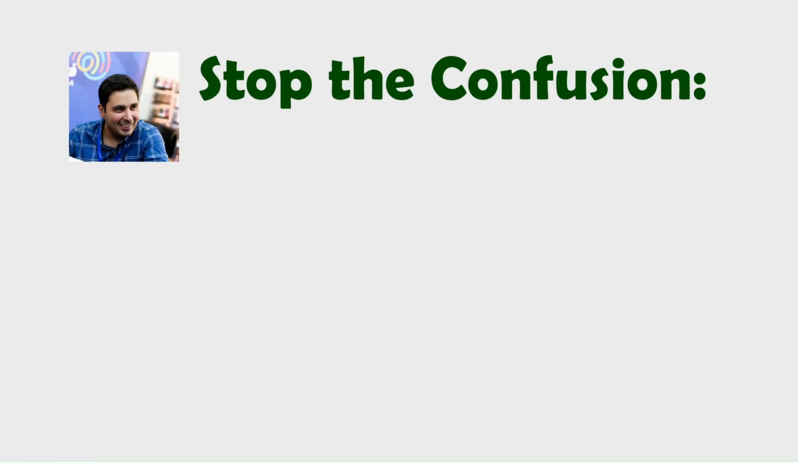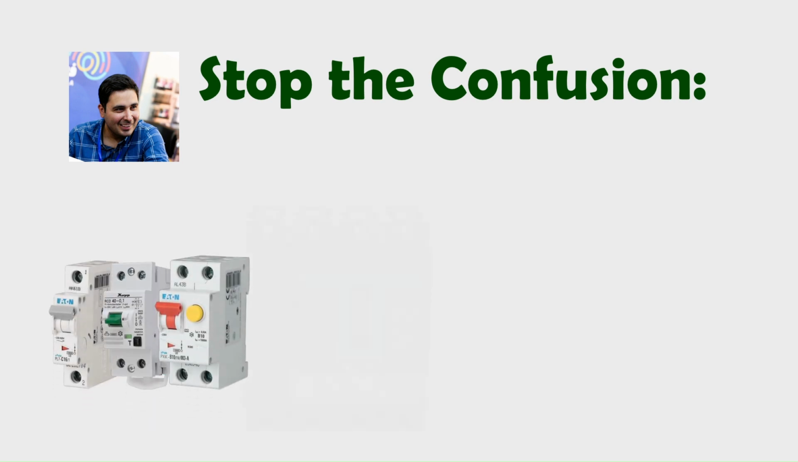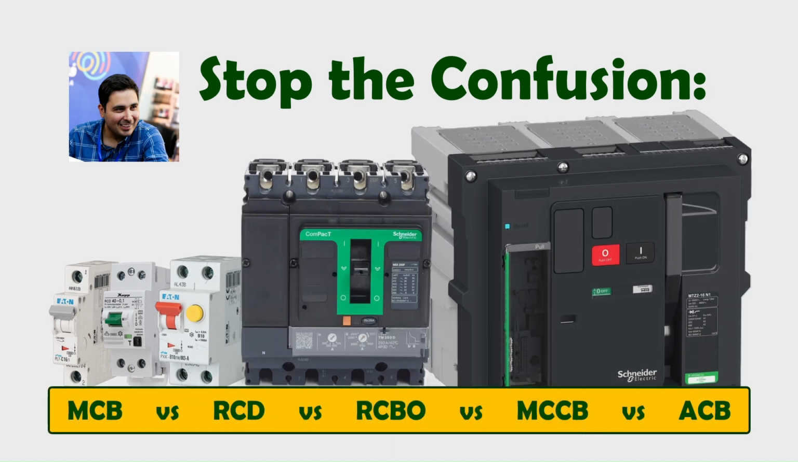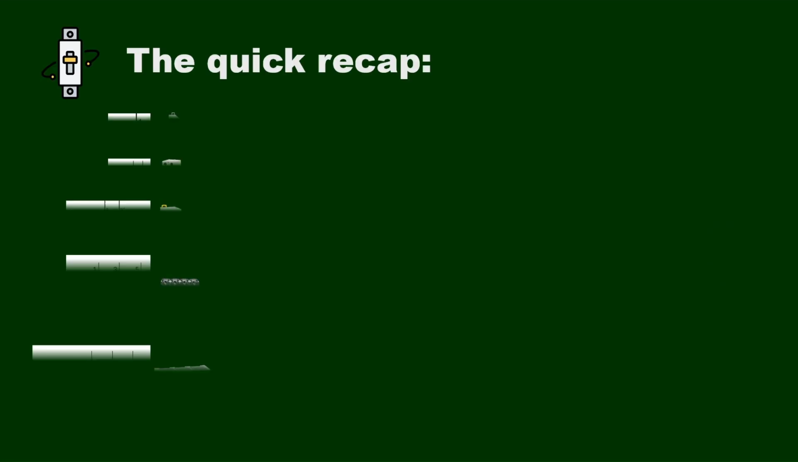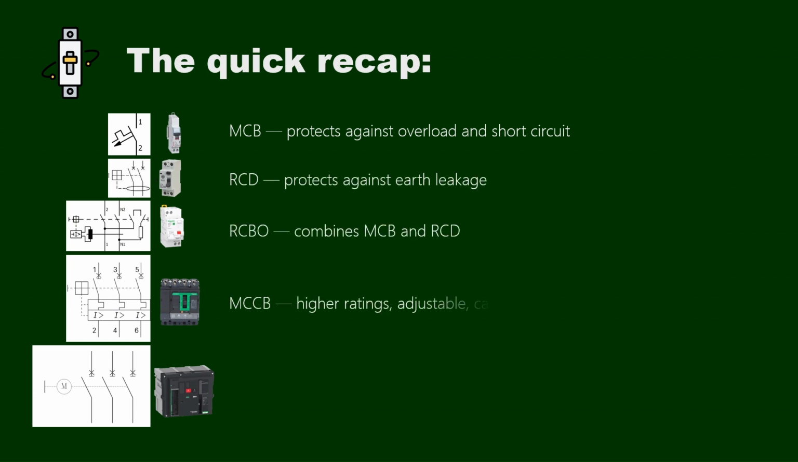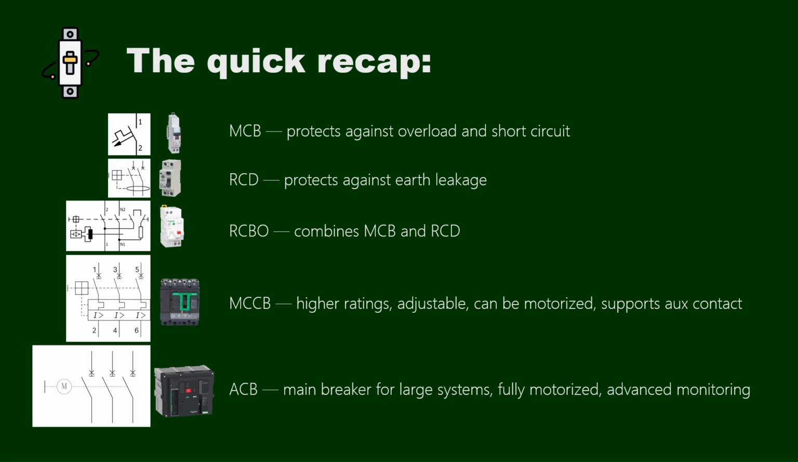Today we are going to break down the most common protection devices you see in electrical systems: MCB, RCD, RCBO, MCCB and ACB, and I'll explain them in a simple and clear way. We'll also look at things like motorized operation and auxiliary contacts so you understand how these devices work in real installations. Let's start with the basics.